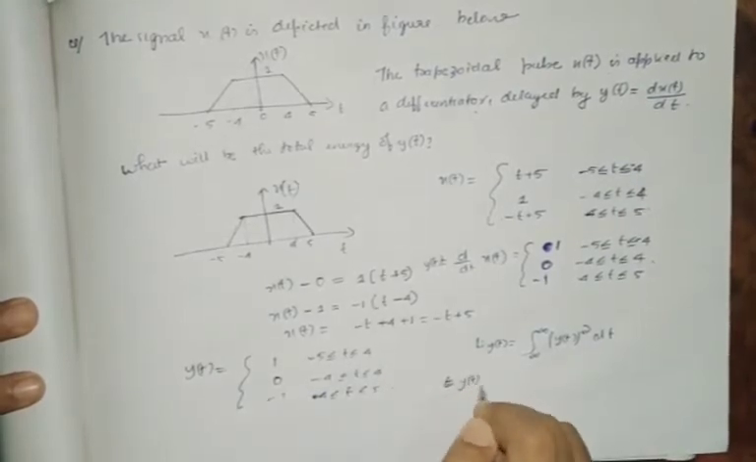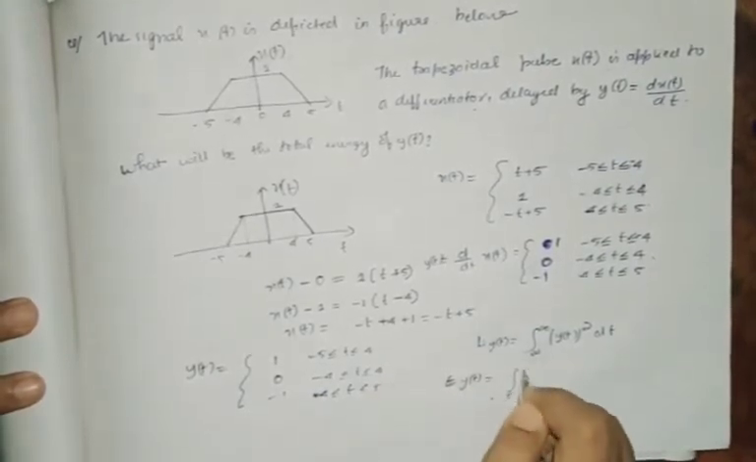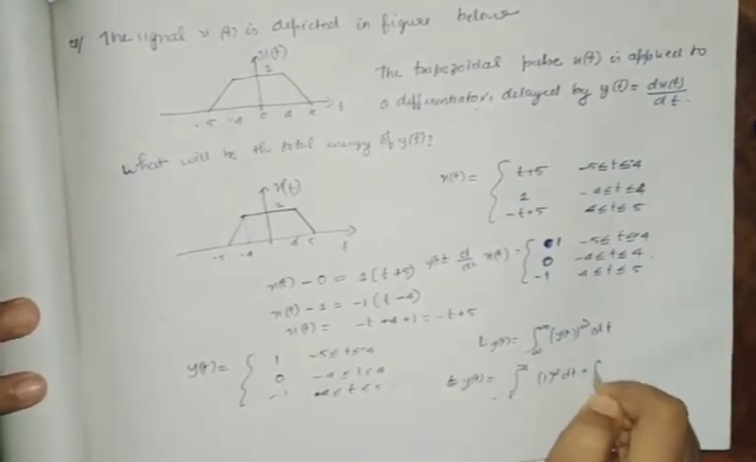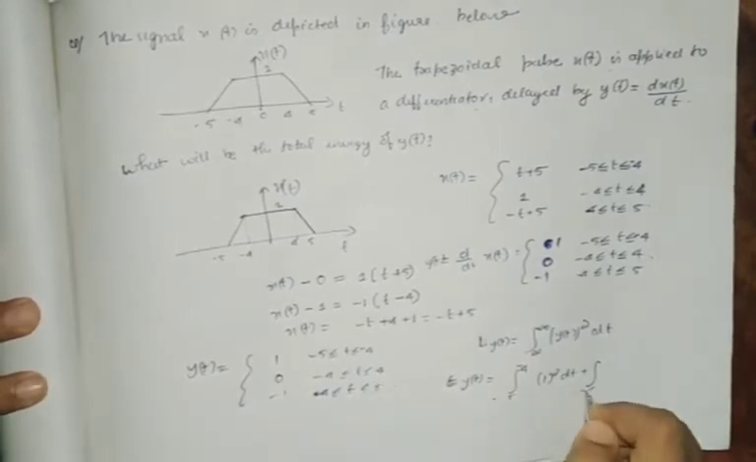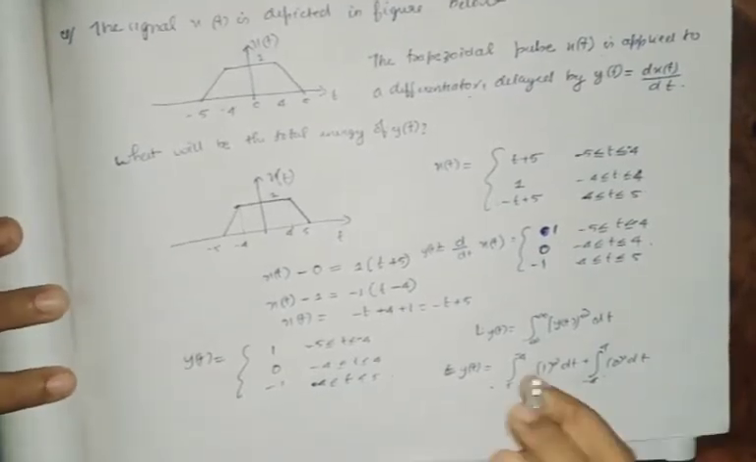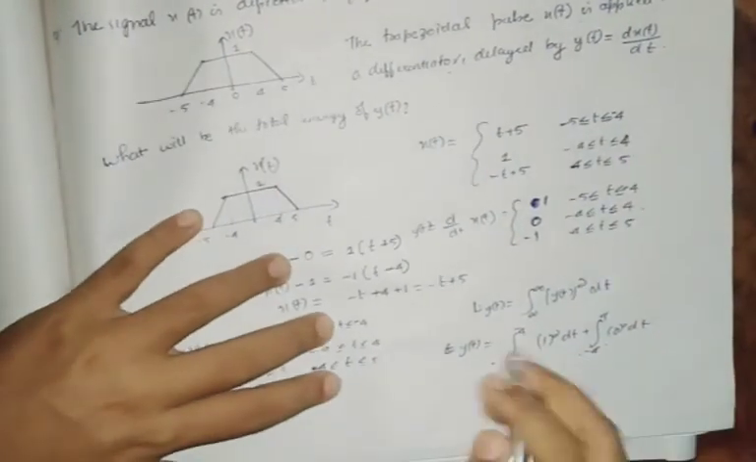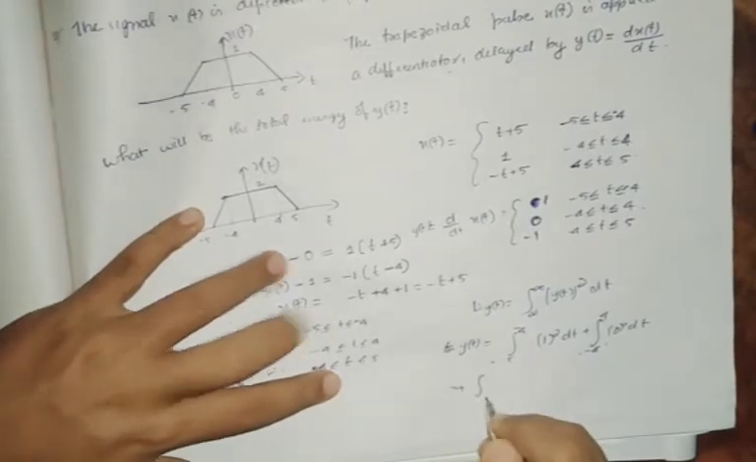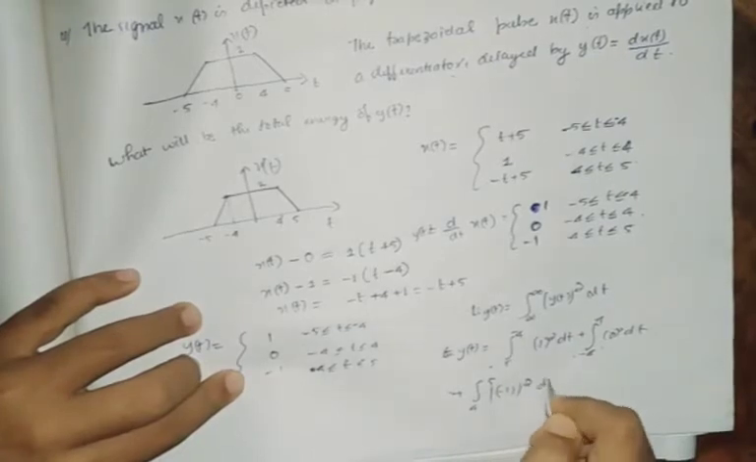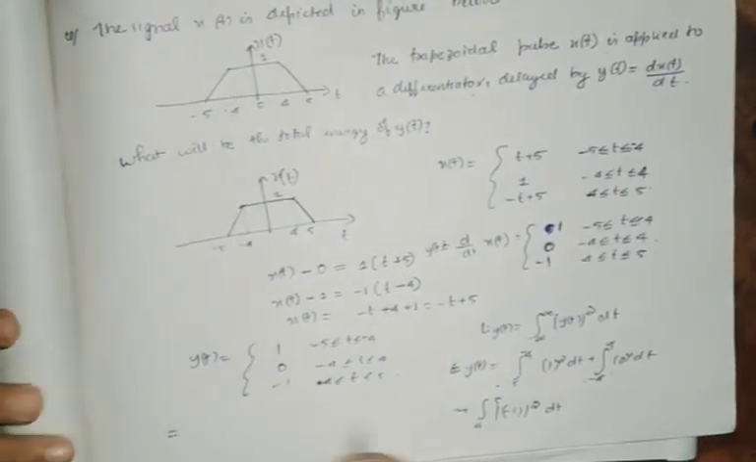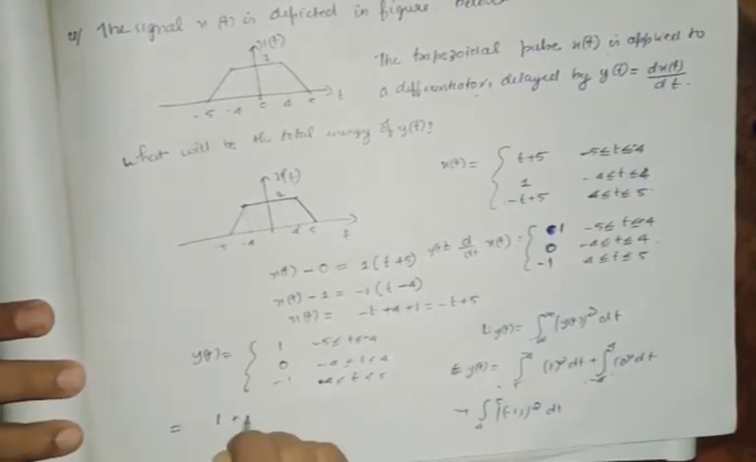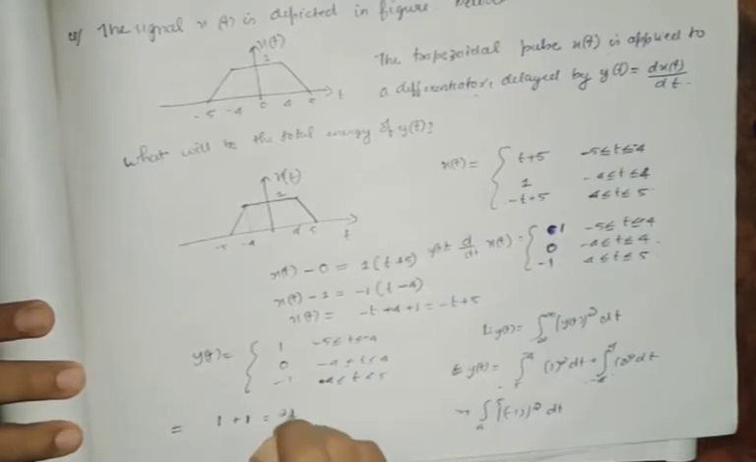So it will be equal to integral minus 5 to minus 4. What is it? 1, right? 1 square dt plus again minus 4 to 4, it is 0 square dt plus integral 4 to 5, it is minus 1, the modulus the whole square dt. So we get 1 plus 1. Okay, the answer will be 2 joule.